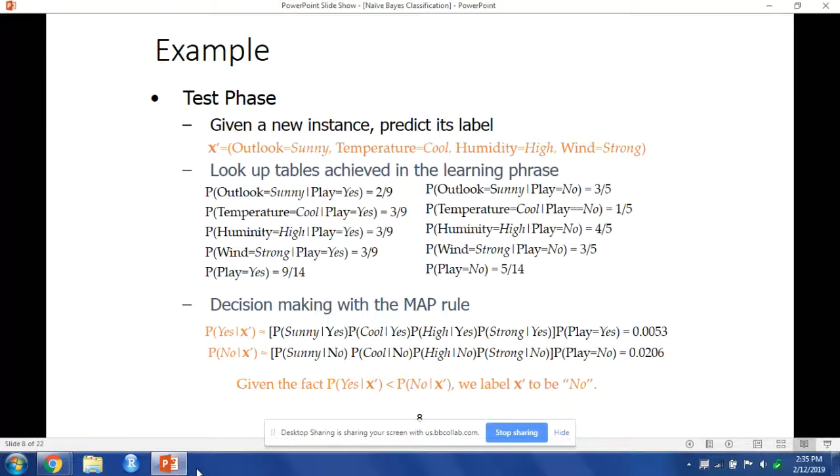Given that the probability of no was higher than the one for yes, that would be the output for the algorithm. So this is a somewhat simplified version of what is going on, but hopefully it helps you understand the basic idea of a naive Bayes classifier.